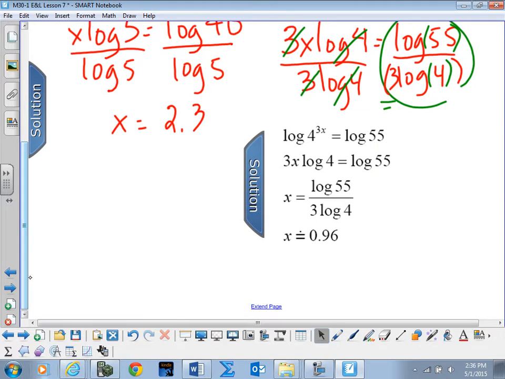0.96. So there's the brackets that I'm referring to. You know you've done it right if the answer is 0.96. Okay, not bad so far. Let's keep going.